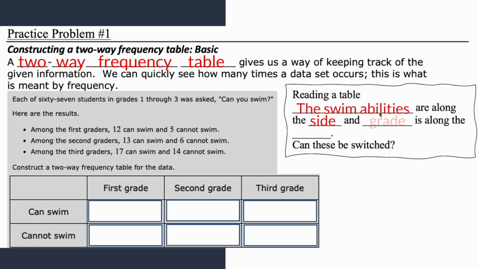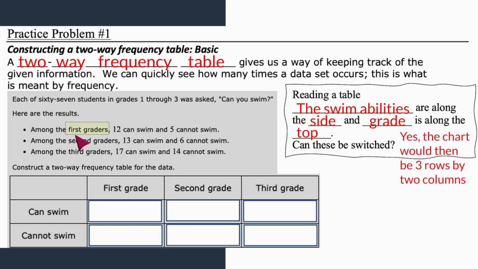So remember, reading a table, the swim abilities are along the side and grade is along the top. Could these be switched? Yes, they could. We could have put the grades along the side and the swim abilities along the top. It would just go 3 down and 2 across, but that would not have changed the table. So now we're going to go through and read. Among the first graders, you can see I've highlighted the first grade area, we have 12 that can swim and 5 that cannot swim. We're still in the first grade area here, but now I'm highlighting it green and pink so you can see 12 can't swim and 5 can.